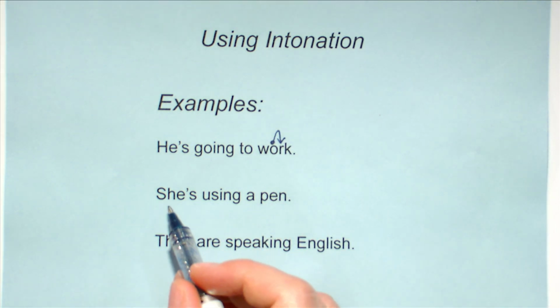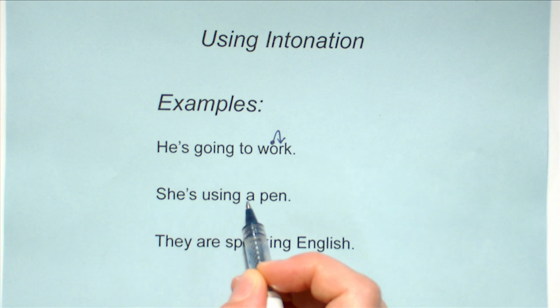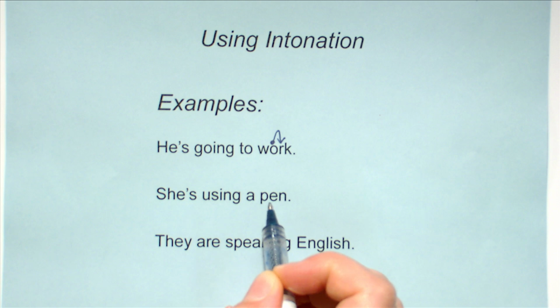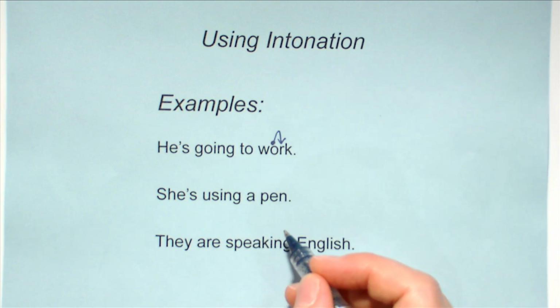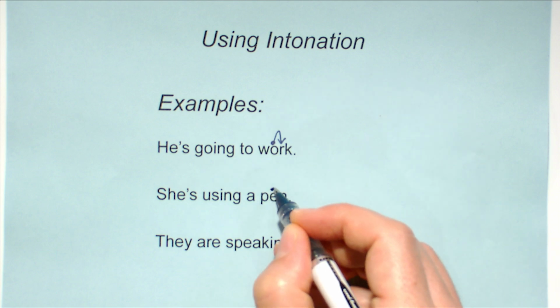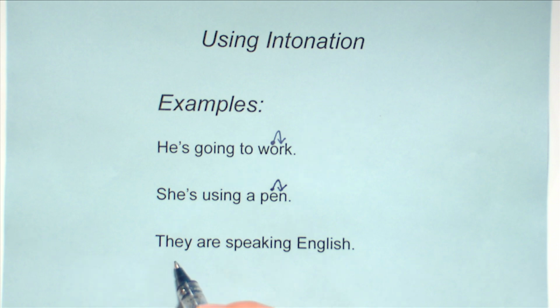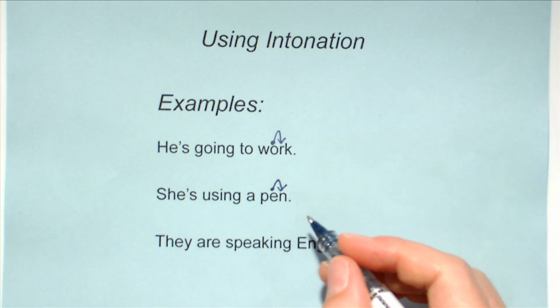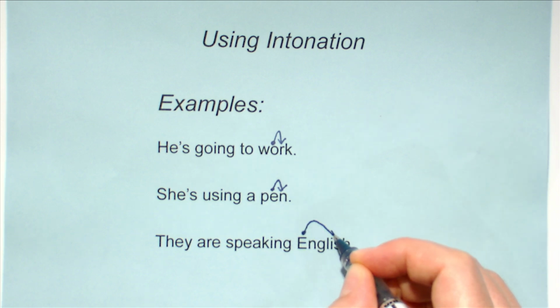How about this sentence? Repeat after me. She's using a pen. She's using a pen. What was the intonation on pen? Was it up or was it down? Yeah, that was going down as well. How about our last sentence? Repeat after me. They are speaking English. They are speaking English. And you should have heard that one go up and down as well.